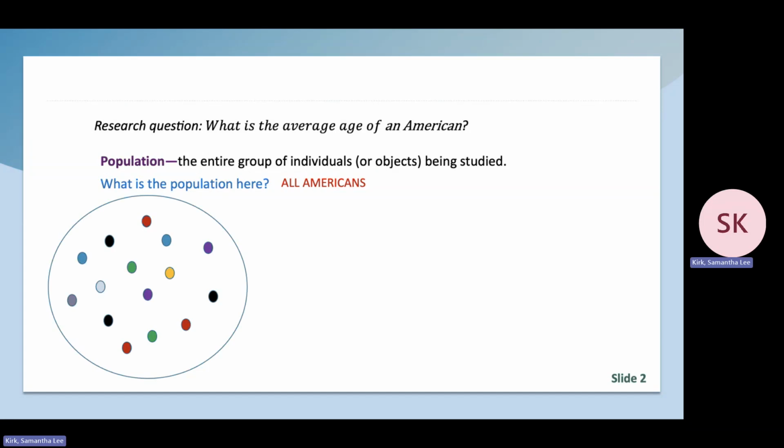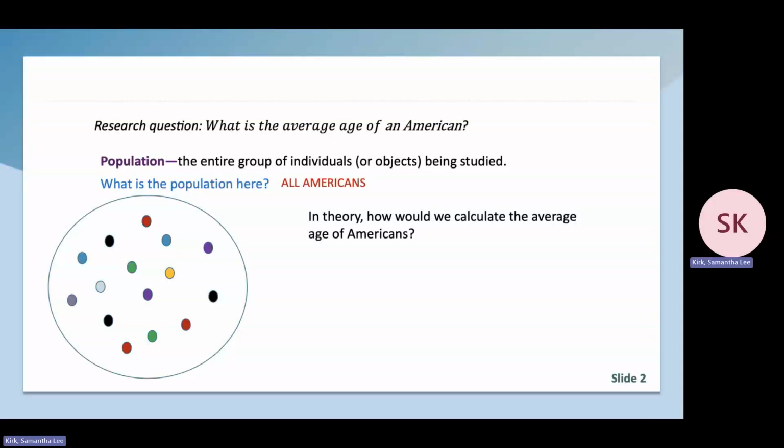So let's assume that this circle with a bunch of dots represents the population, all Americans. And I know there's about 340 million Americans. That's a lot. And I can't make dots for every single American, but that's the idea. We're going to think of this as the population.